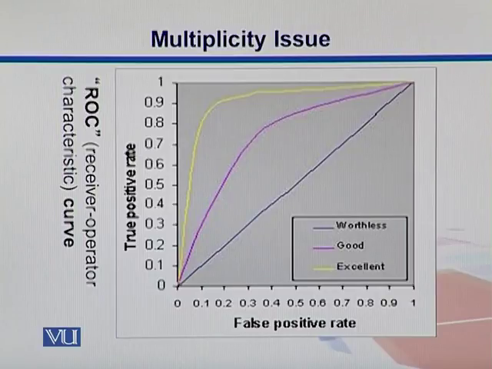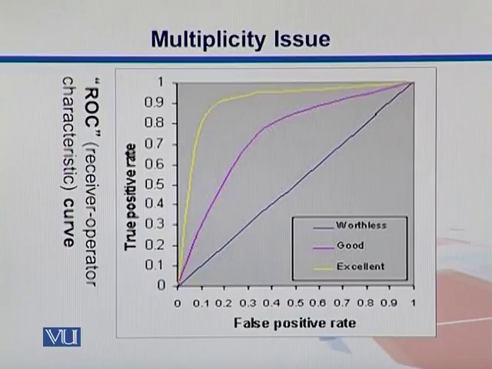This graph is called the ROC, or receiver operator characteristic curve. On the y-axis we have the true positive rate. On the x-axis we have the false positive rate. True positives are those genes which are actually differentially expressed and are detected, whereas false positives are, in the true sense, not differentially expressed, but even then they are detected as differentially expressed genes. So they are your false results, they are false positives.